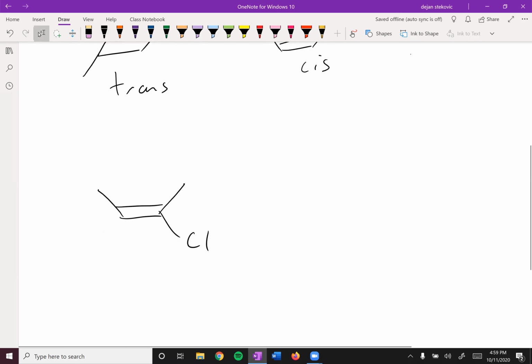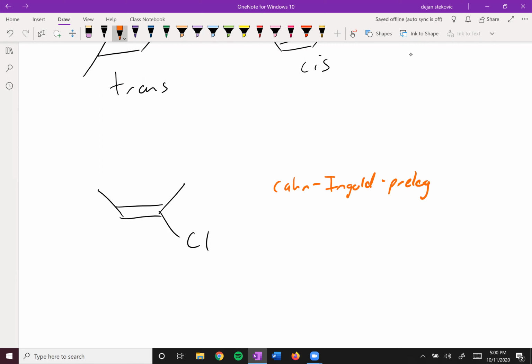Right? Now we have three substituents, so we can't talk about are they on the same side or on the different sides because we have things on both sides. And so it's relatively simple. What we do is use the Cahn-Ingold-Prelog rules, the same thing we used for R and S, for each side, and find the number one on each side.